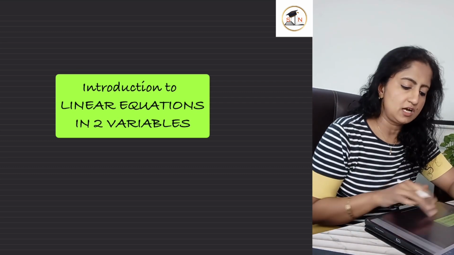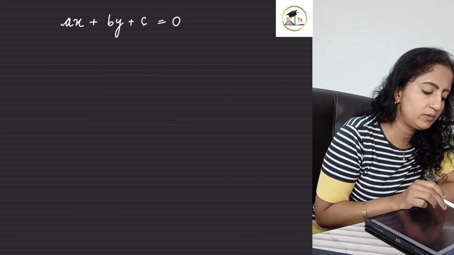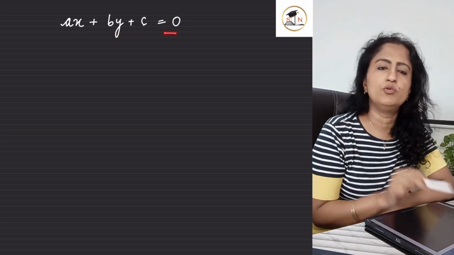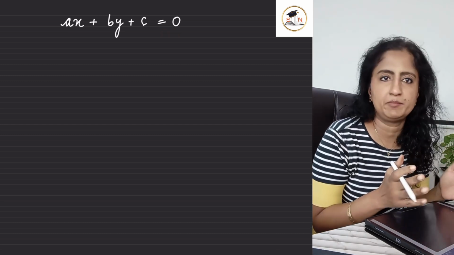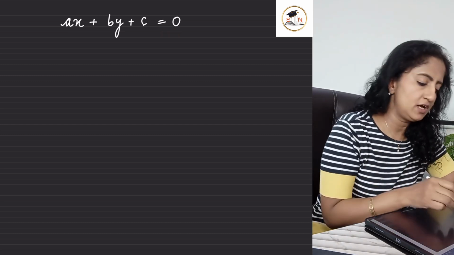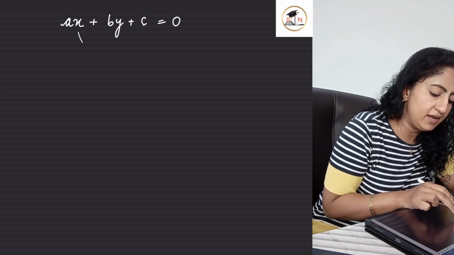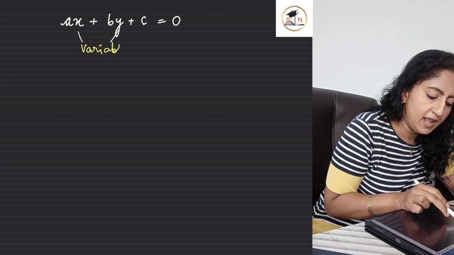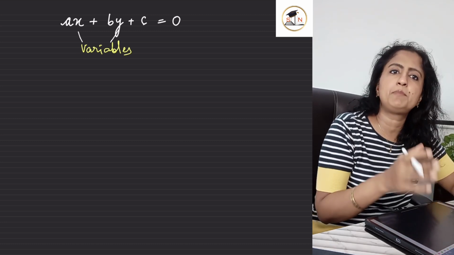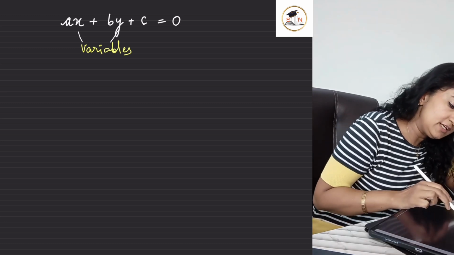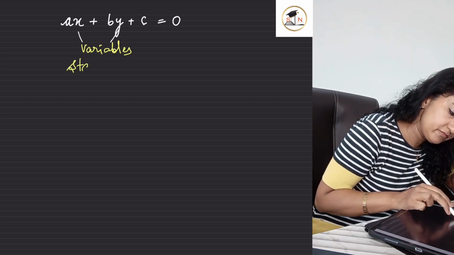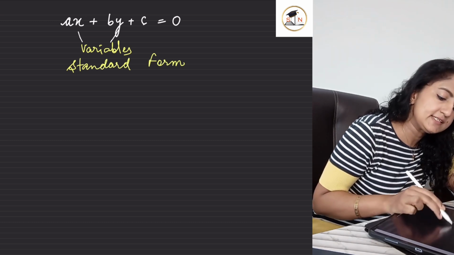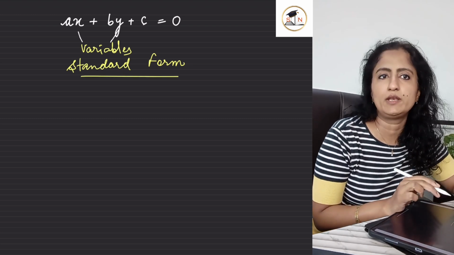So let's quickly start to know them. Now, what I have written over here on the screen is ax plus by plus c equals 0. What you can see are all the alphabets over here. But the variables that we are talking about, x and y, they are the variables. And this whole form ax plus by plus c equals 0 is actually the standard form. This is the standard form of any linear equation in two variables, right?